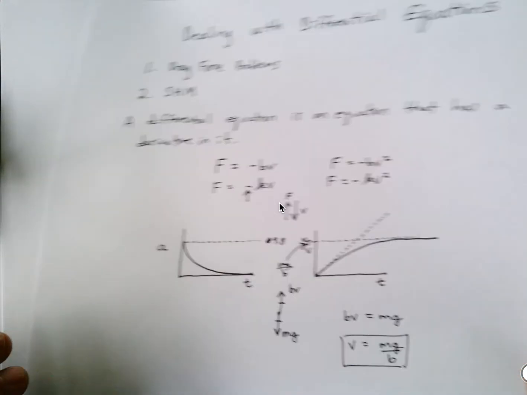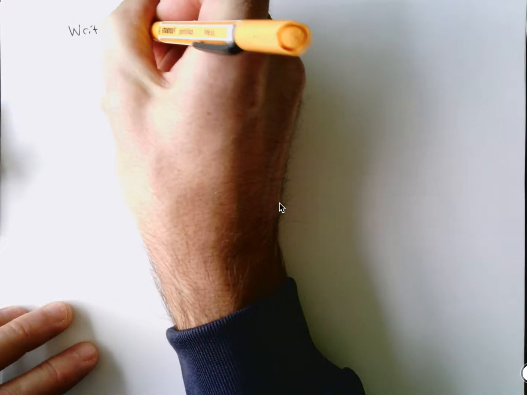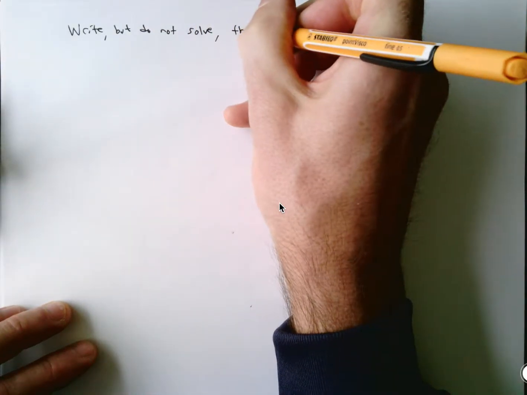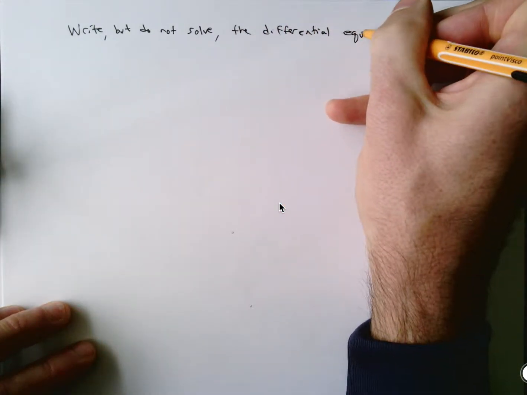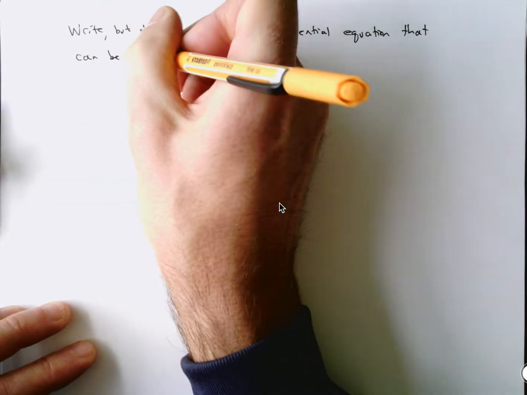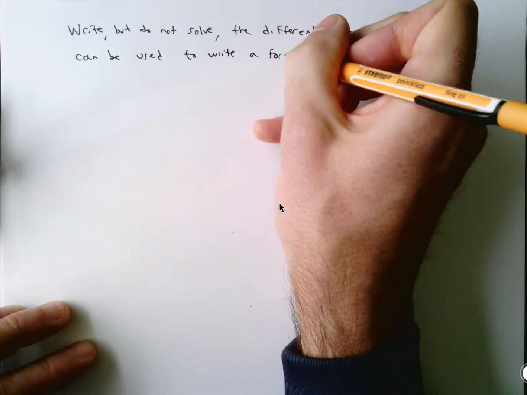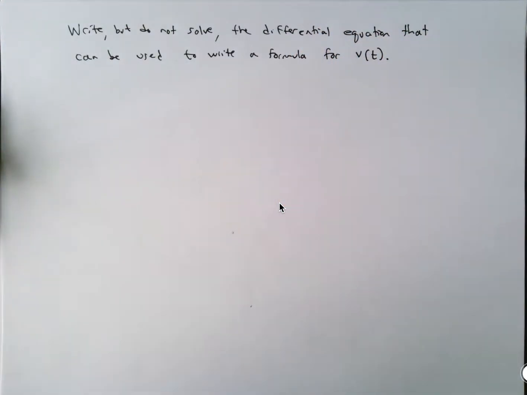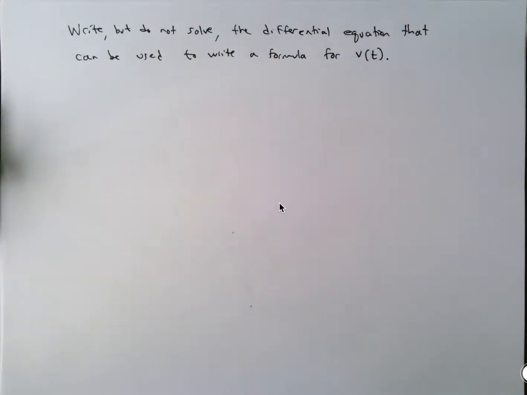Let's talk about a more difficult question. They might say something like this: write, but do not solve, the differential equation that can be used to write a formula for velocity as a function of time. So this is interesting that it says write but do not solve. This turns out to be very easy if they ask you to do that.